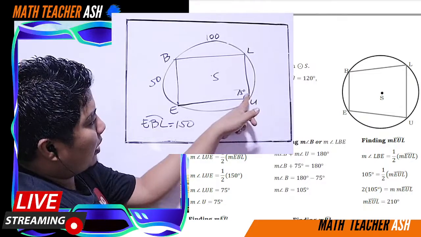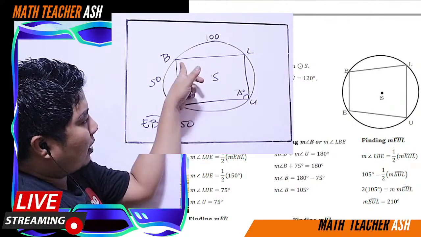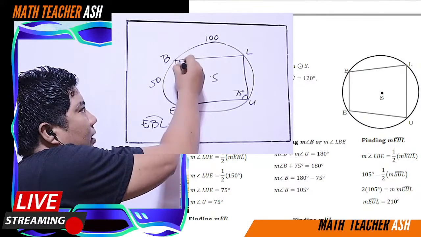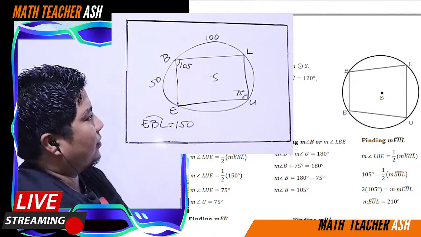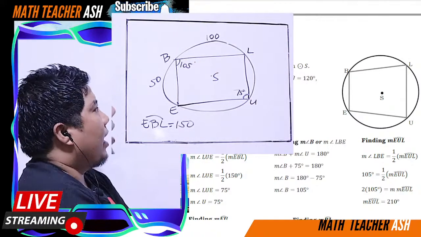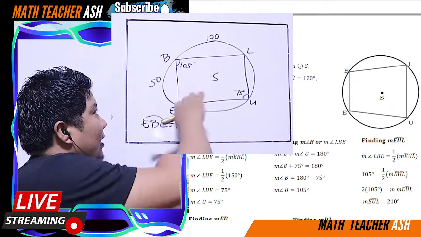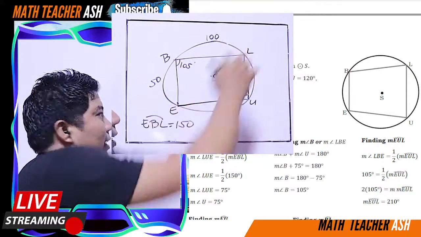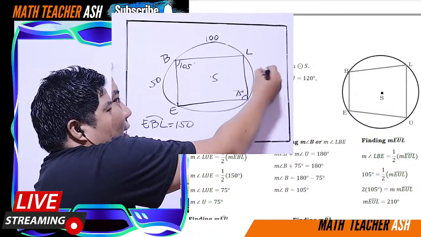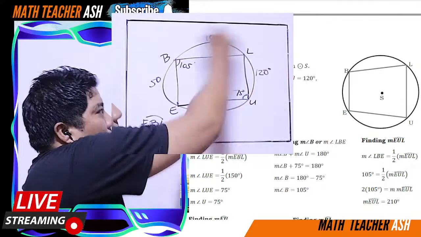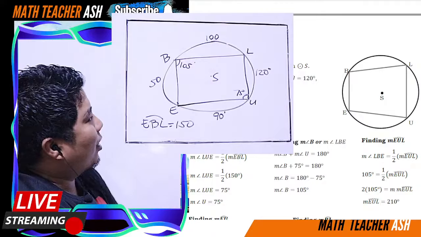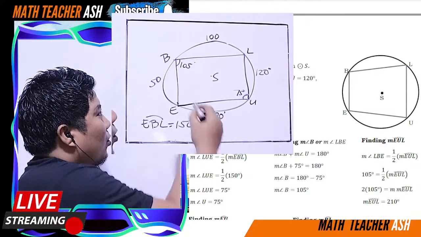Of course, dahil si angle U at si angle B ay supplementary with each other, then we can say that this is 105 degrees. Okay? Because 105 plus 75, that is 180. Now, having said that, since this is 150 degrees at ibinigay na naman dyan ang LU as 120 degrees, ang kulang na lang para dito, para maging 360 ito, ay 90 degrees.